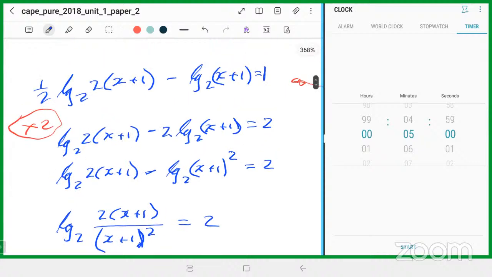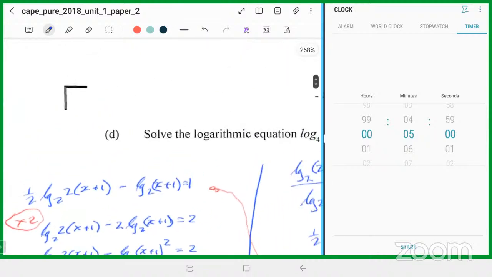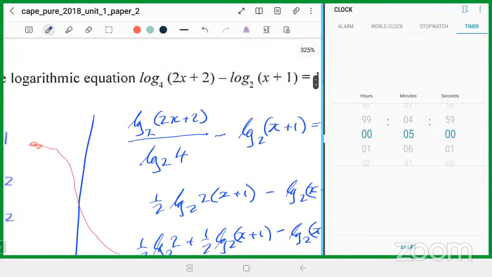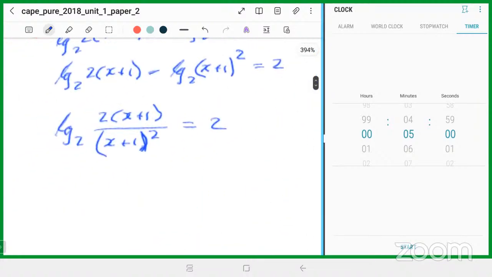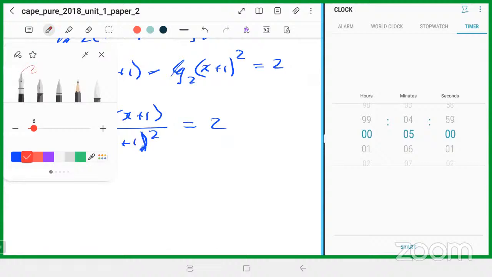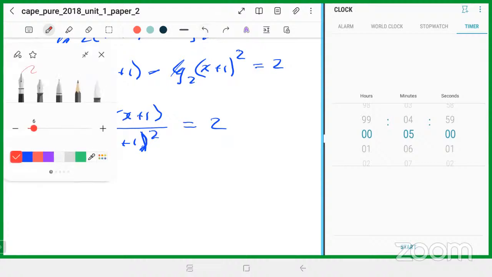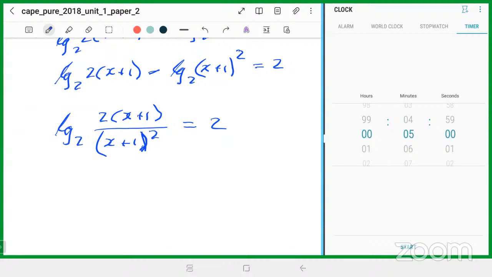And x can't equal minus 1, because if x equals minus 1, then this is going to become the log of 0. So x plus 1 cannot be 0, but you can't find the log of 0. So because x plus 1 cannot be 0, I can divide by it. All right? So I can divide by x plus 1 here, cancel this with 1 of this. In any case, this is going to become log to base 2 of 2 over x plus 1. That is equal to 2.